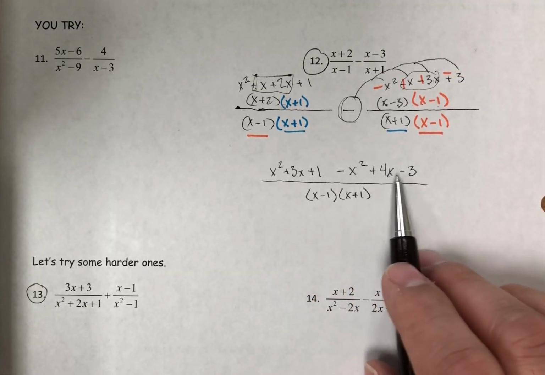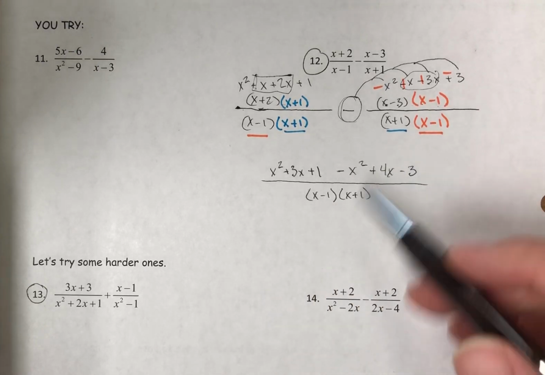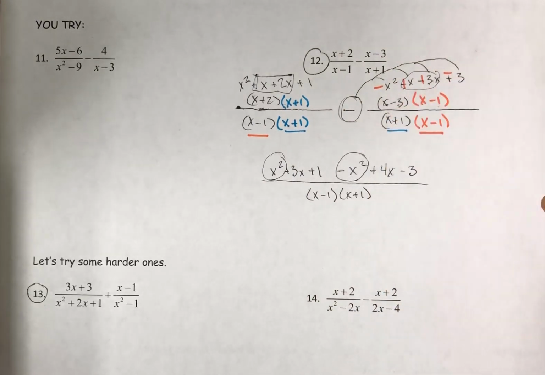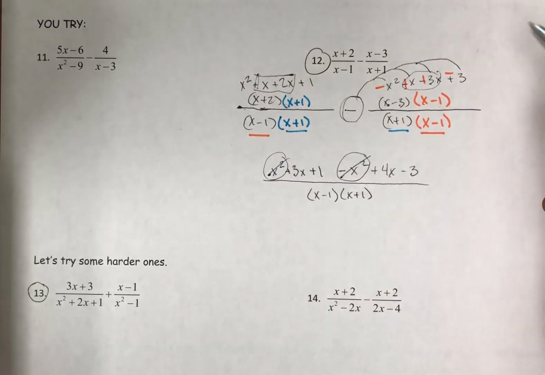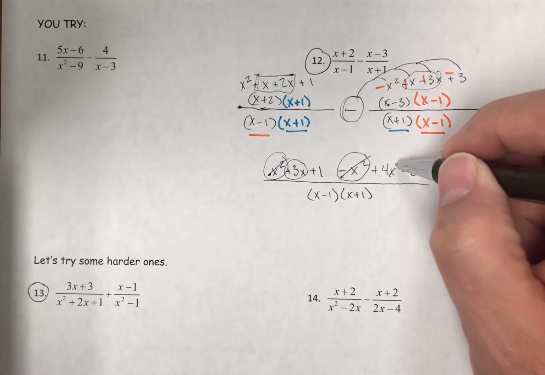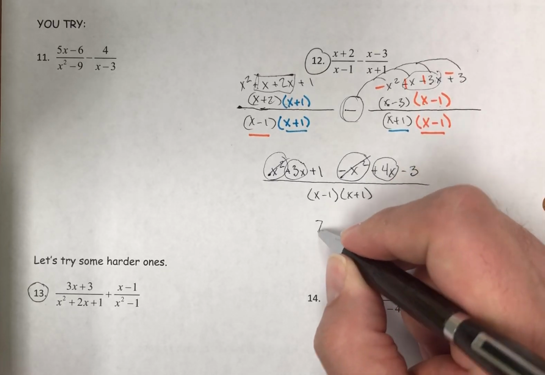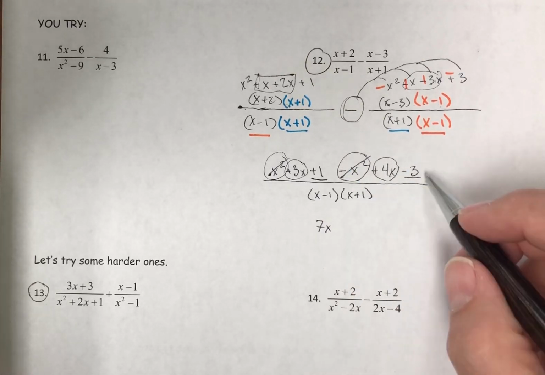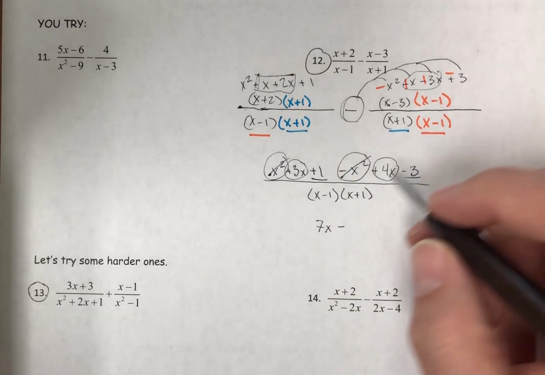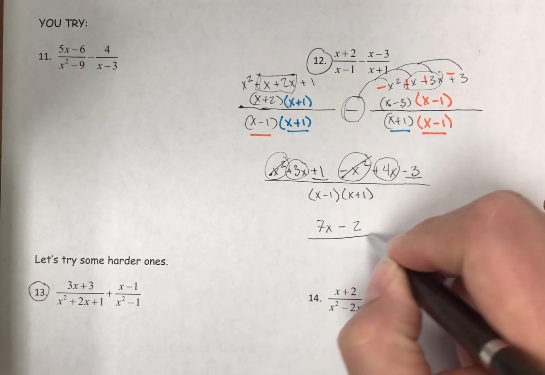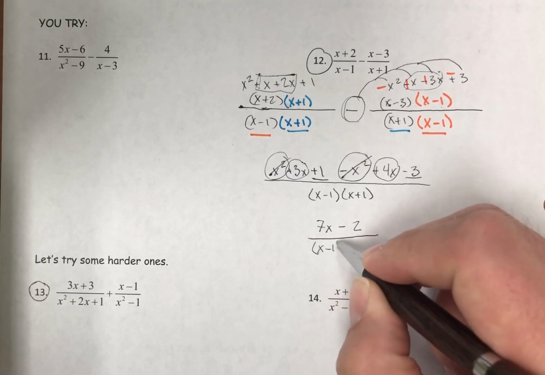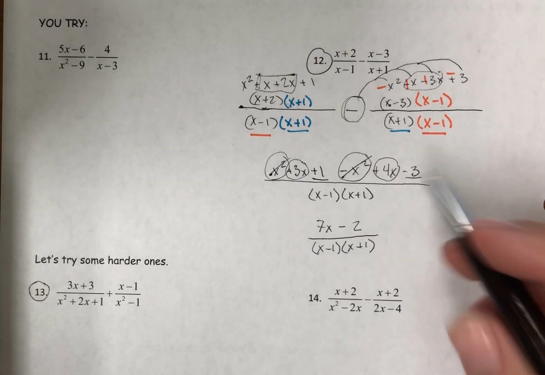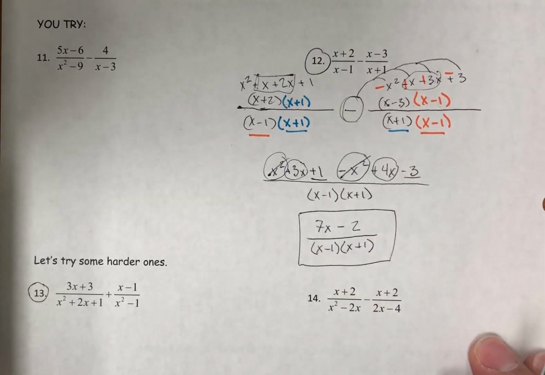And then right here, I do have more like terms, so I go ahead and combine those. X squared and negative x squared cancel. Okay, 3x and 4x gives me 7x, and then a plus 1 and negative 3 gives me minus 2. And then it's over my common denominator. And here I can't factor anything else out, so this is my simplified answer.